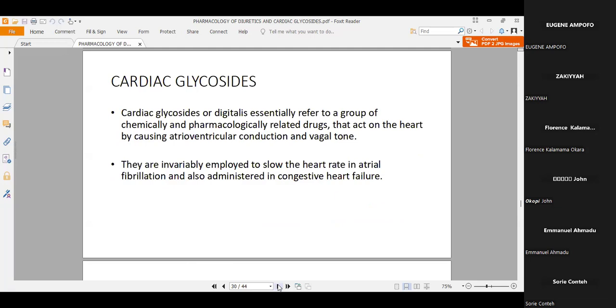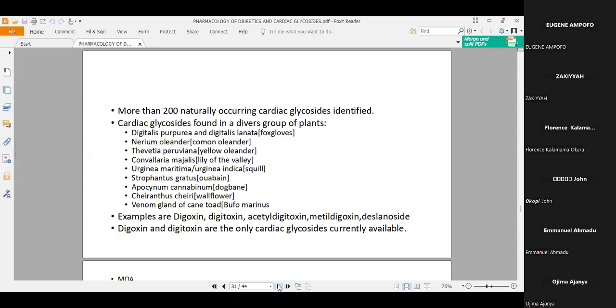So I will be taking cardiac glycosides. Cardiac glycosides, or digitalis, essentially refer to a group of chemically and pharmacologically related drugs. They act on the heart by slowing atrioventricular conduction and increasing vagal tone. They are invariably employed to slow the heart rate in atrial fibrillation and are also administered in patients with congestive heart failure.